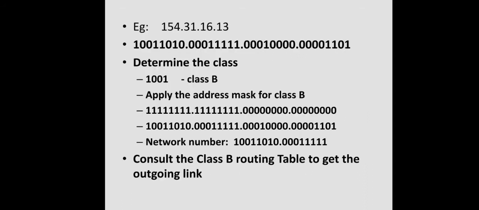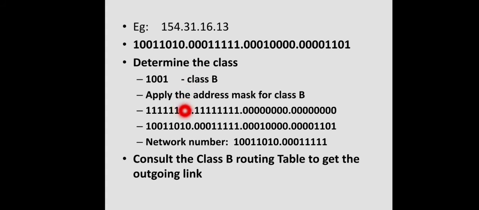Now let us see an example for that. Suppose this multi-protocol router receives a packet with the destination IP address thus. So this is the corresponding binary representation, and the first step is to determine the class of this IP address. By taking the first 4 bits, that is 1001, you can see that the first 2 bits are 10, that means it belongs to a class B address. So apply the mask corresponding to class B.